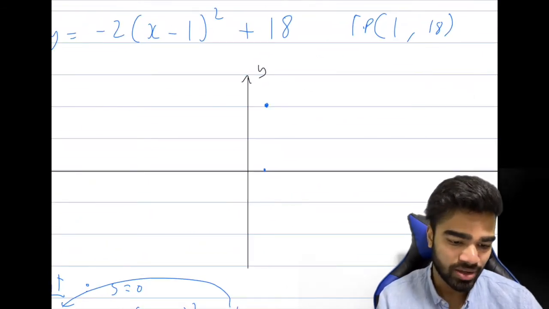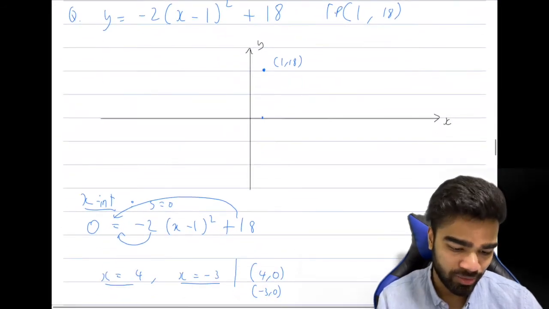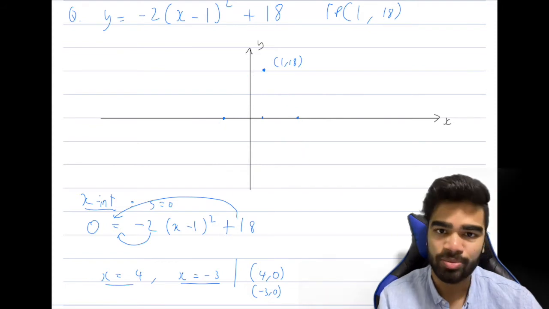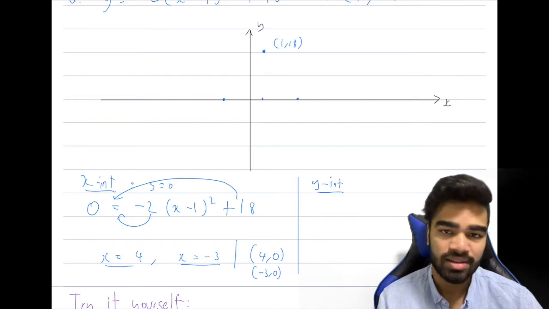So again, your turning point is (1, 18) over here. Your first x-intercept is negative 3, so it's going to be over here. Your second x-intercept is going to be 4, so it's going to be roughly over here. And you can kind of see the shape forming roughly, right? So again, step number 1, find the x-intercept. Step number 2 is to find the y-intercept.